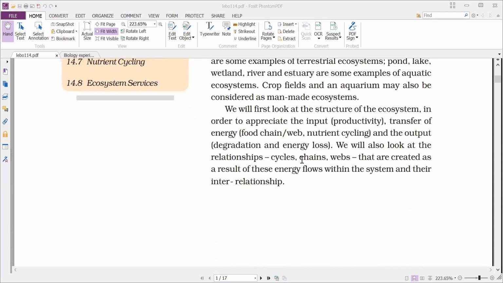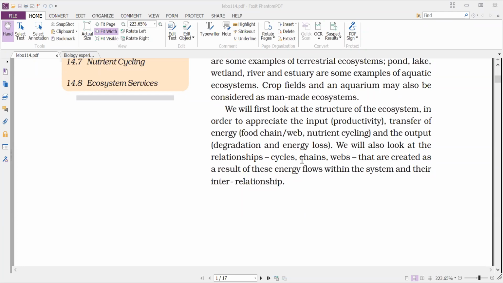So, what will we study in this chapter? We'll first look at the structure of the ecosystem. That means what are the different components present in an ecosystem and how they interact. And in order to appreciate the productivity, that is how much biomass is produced and how much biomass is transferred from one trophic level to another trophic level.